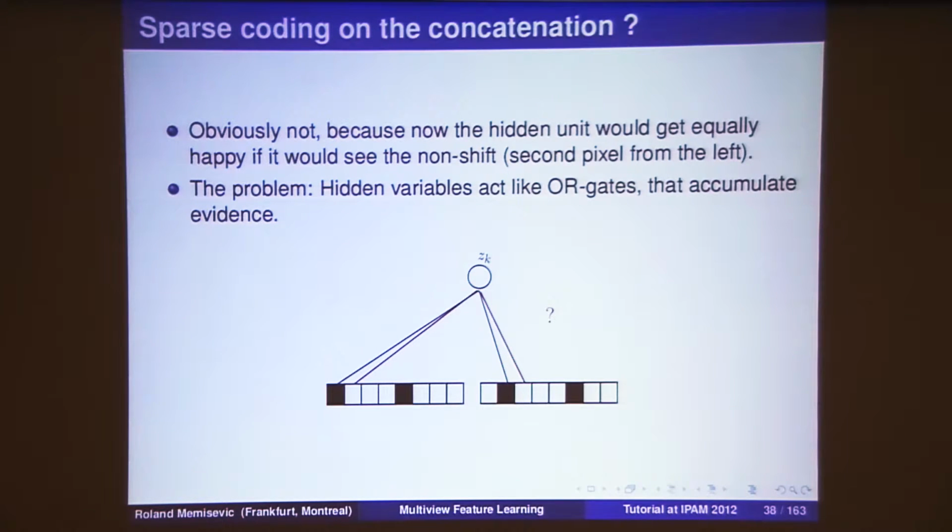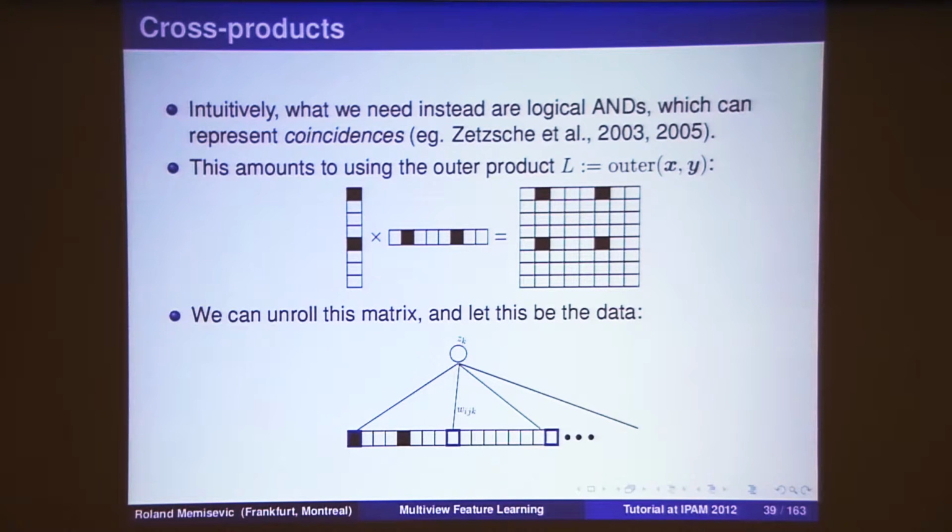Okay, so the basic problem is really that the hidden units act like OR gates in some sense. They accumulate evidence from each input unit that they look at. And what you really want is something like an AND gate. There has been a nice series of papers by Christoph Zetsche who sort of really clearly laid this out, why you need those AND gates and how they really make a difference. Intuitively, in our little problem here, we want to have a hidden unit that fires if an image was shifted to the left.